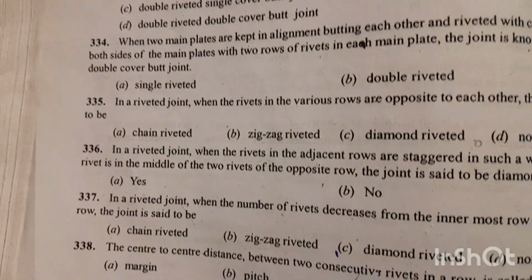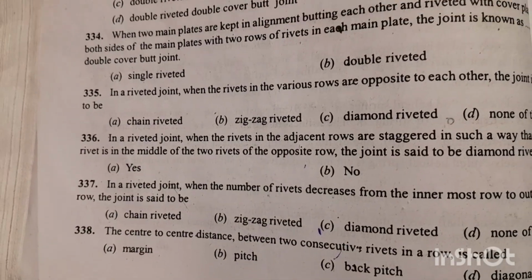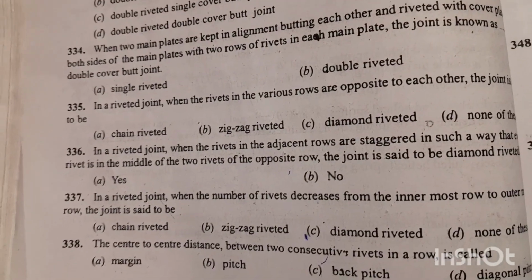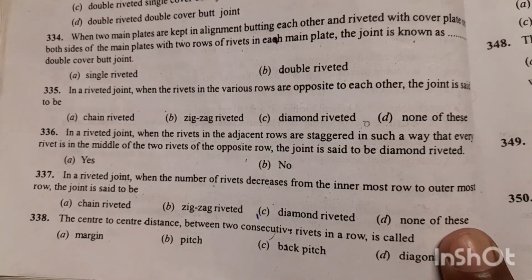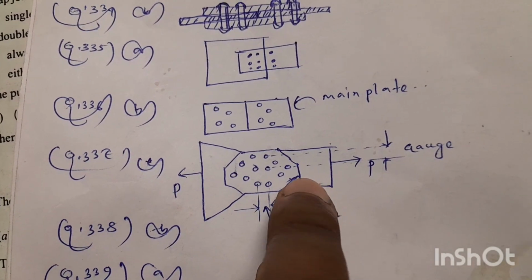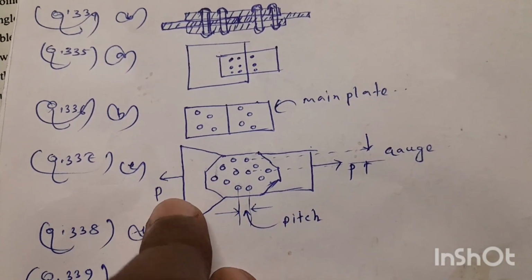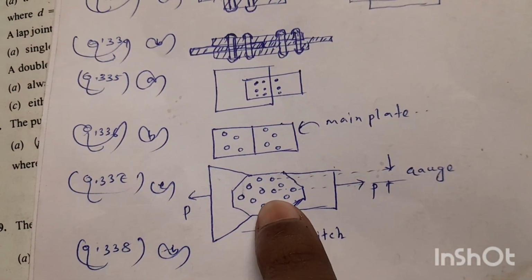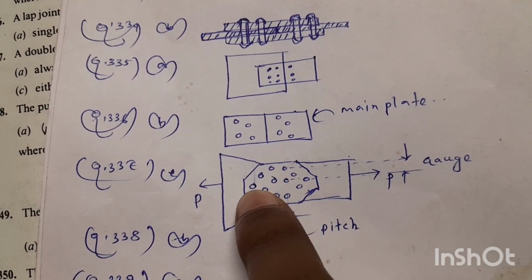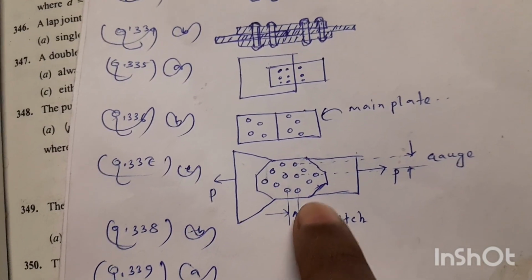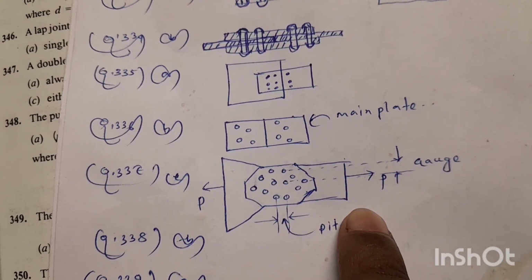Next question 337. In a riveted joint, when the number of rivets decreases from the innermost row to the outermost row, the joint is said to be. Suppose this is the connection, where this P is the force, and you can see the number of rivets decreases from inside to the outside. This joint is said to be a diamond riveted joint.